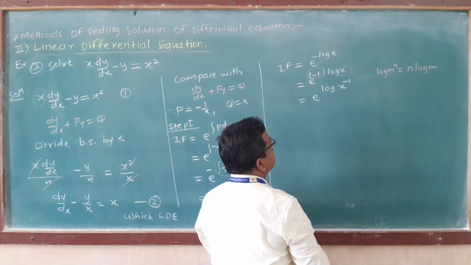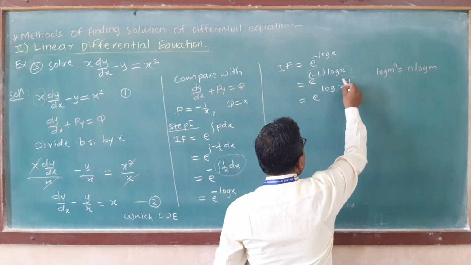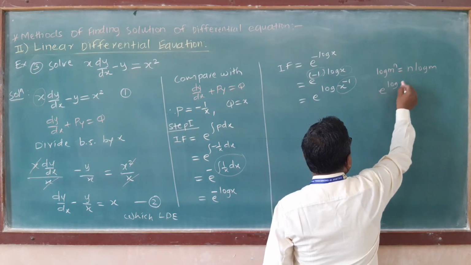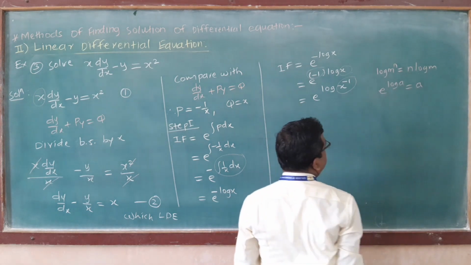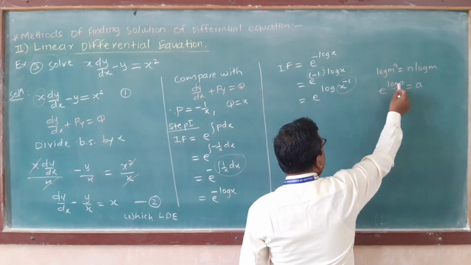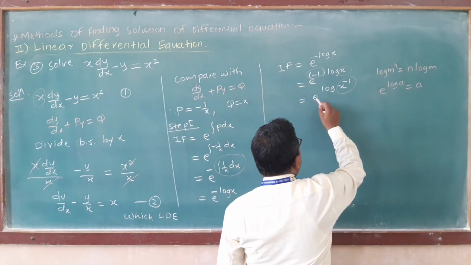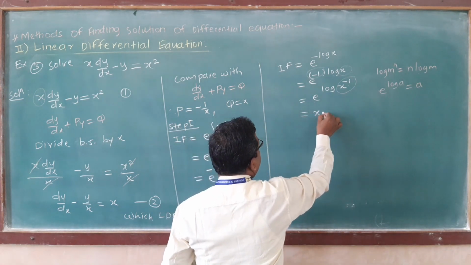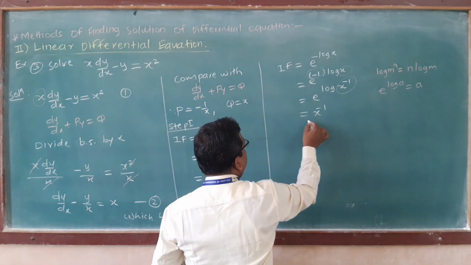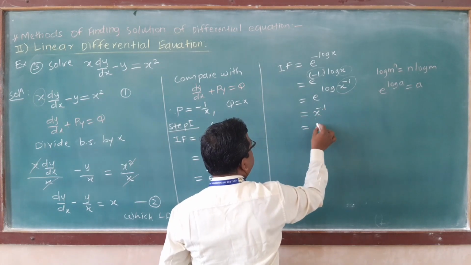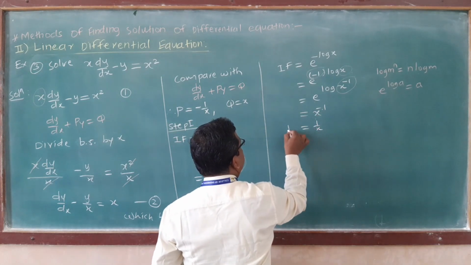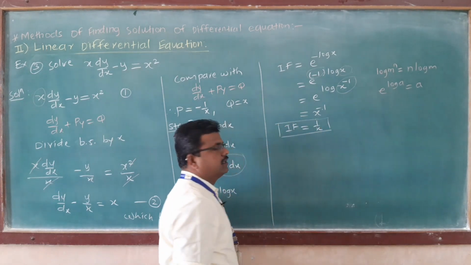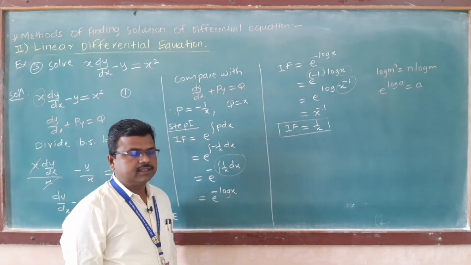Now this is e raised to log of, call this a, that means use this expression: e raised to log of a is equal to a. E raised to log a means a. So e raised to log of x raised to minus 1 means x raised to minus 1, and x raised to minus 1 is 1 upon x. So this is integrating factor, which we get 1 upon x.